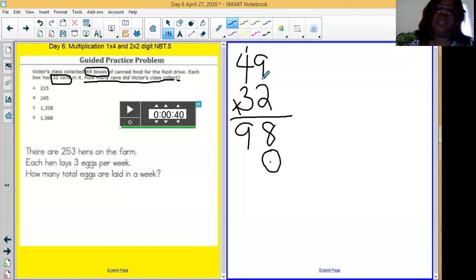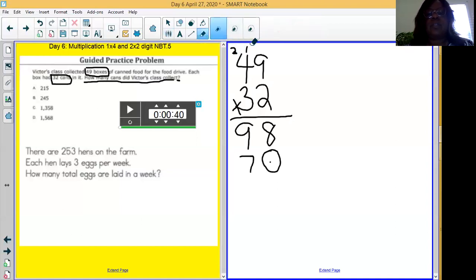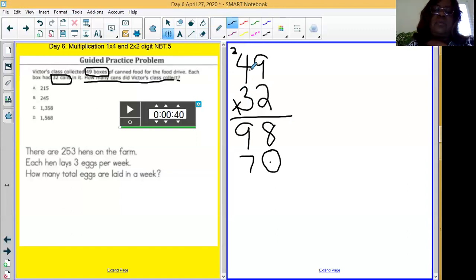So I'm multiplying 30 times 9, which is 270. So I put down my 7, and I'm going to put my plus 2 up here. Let me erase this 1 because I've already used it. Then I'm going to go 30 times 40, which is 1200, plus my 2 gives me 14. So I'm going to put my 14 down.